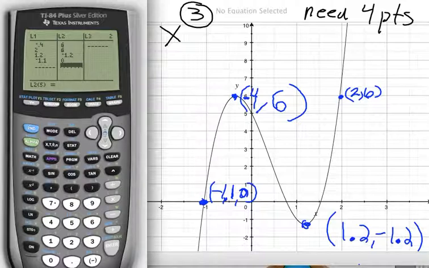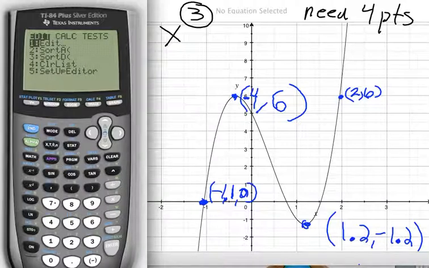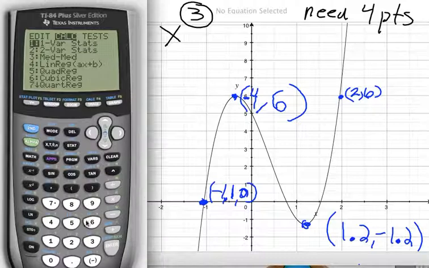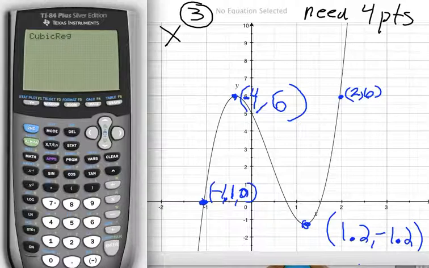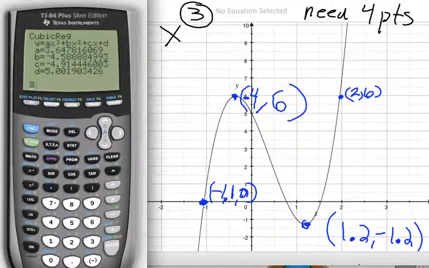So we're ready to ask the calculator for the cubic function that fits these 4 points. So Riley, how do we do a cubic regression now that we've got our points entered in the calculator? I know this one. Stat. We go over to Calc. We go to number 6, which is cubic reg. We hit enter. We enter. And there's our answer.